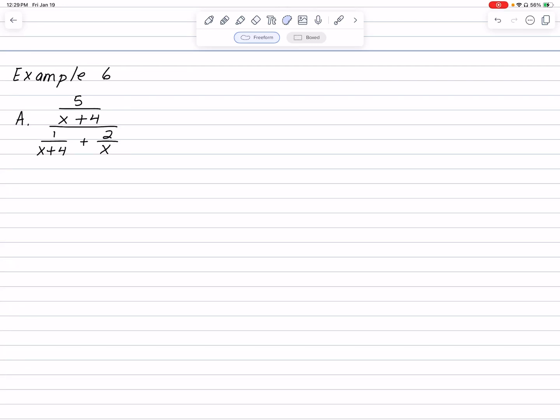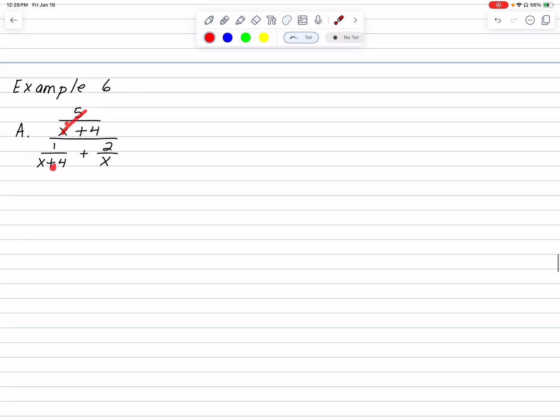Okay, in this example, we're going to simplify this complex fraction. When you have a fraction over a fraction, it's called a complex fraction. The first thing we're going to do is look at the numerator and the denominator, and if one of those has an operation of addition or subtraction, so notice how we have two fractions in the denominator put together through addition, we're going to simplify this first.